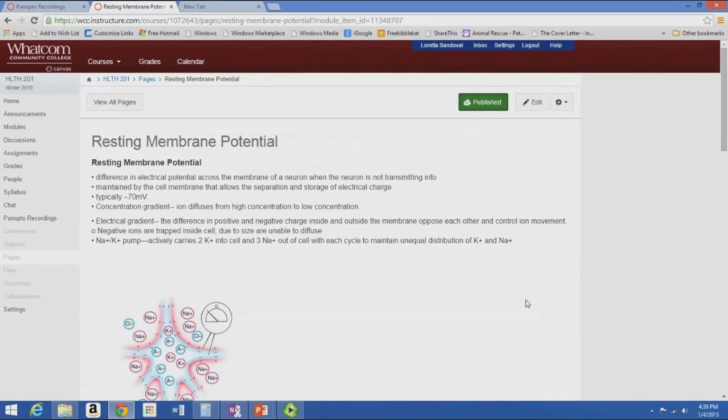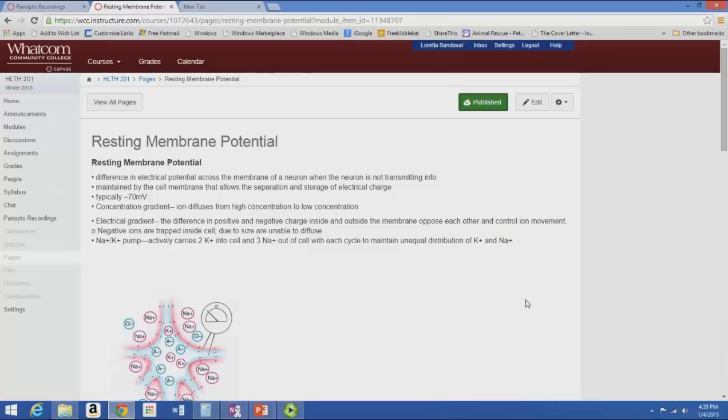The resting state is called the resting membrane potential. That is when the neuron is not excited, the neuron is just sitting there, waiting for its next impulse. It's the difference in electrical potential across the membrane when the neuron is not transmitting anything. It's resting. The cell membrane itself allows for the separation and storage of electrical charge, so it's like a storage battery, sort of.